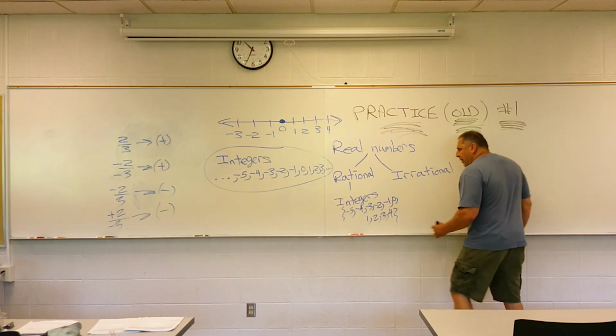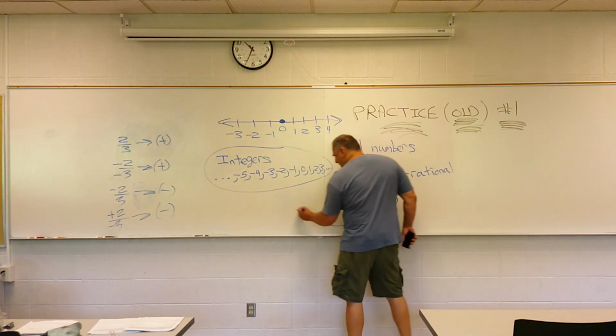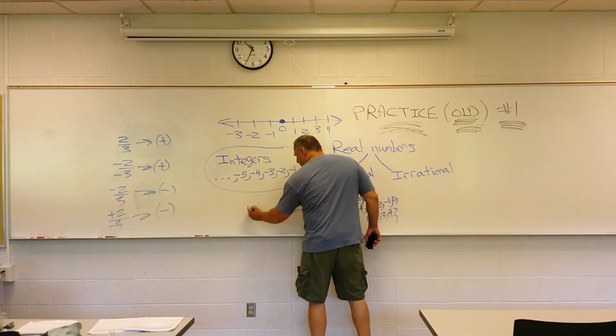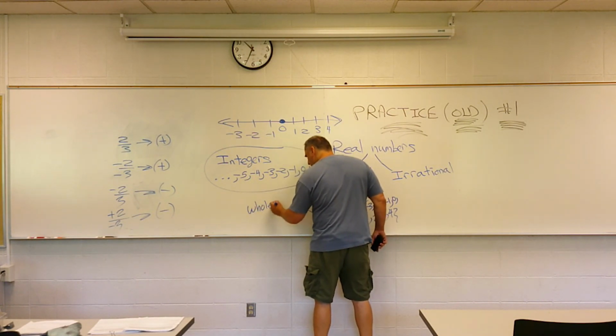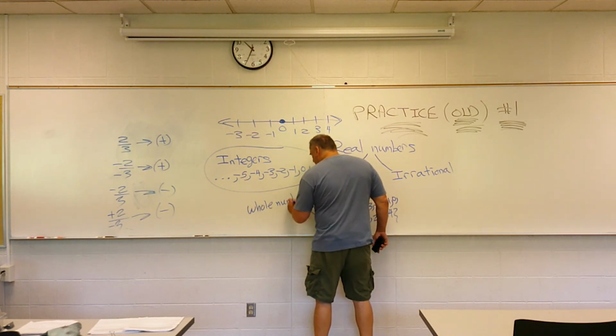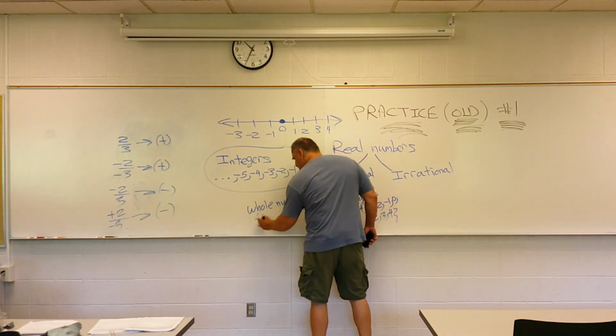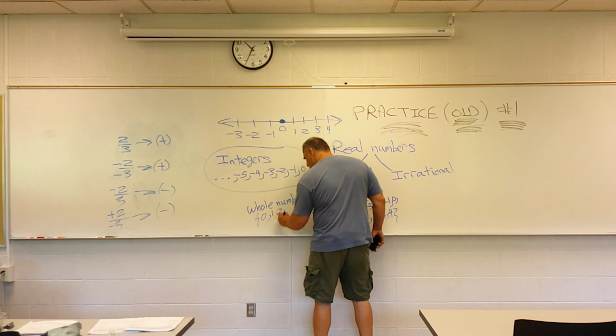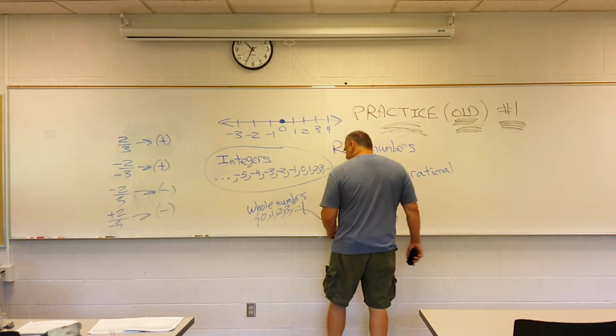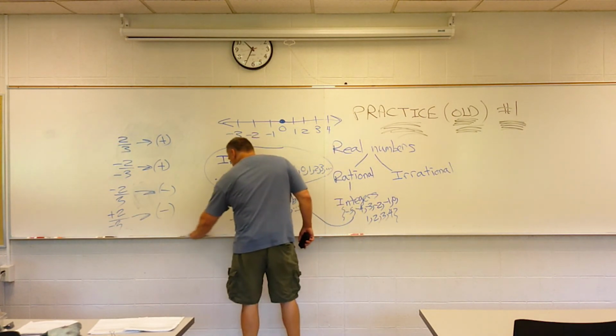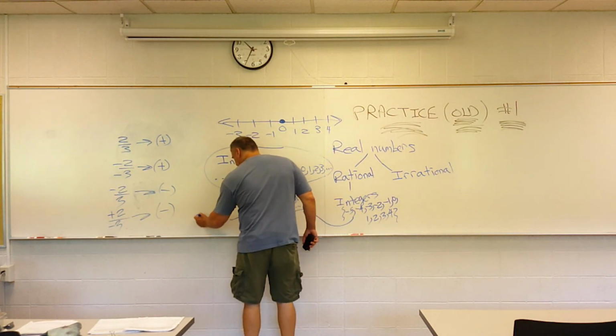Then they break it further, I guess you could say. Ran out of room here, guys. You got the whole numbers. No negatives allowed on that one. They're integers, but no negatives. So you got 0, 1, 2, 3, and so on. Whole numbers. And here we got the natural numbers.